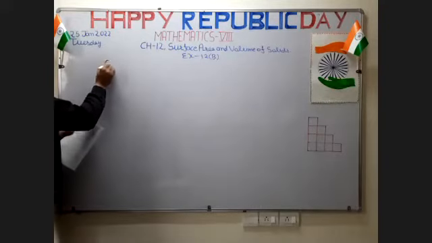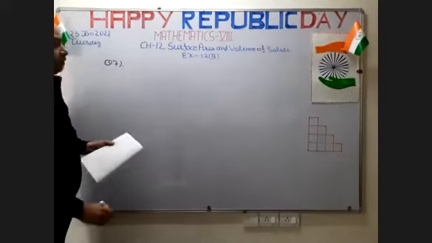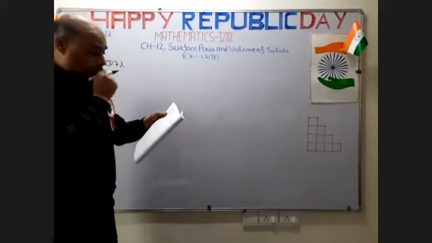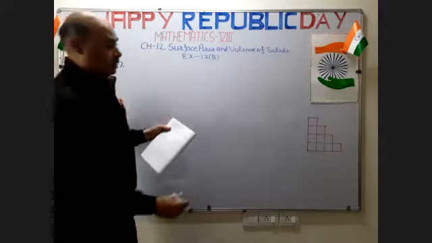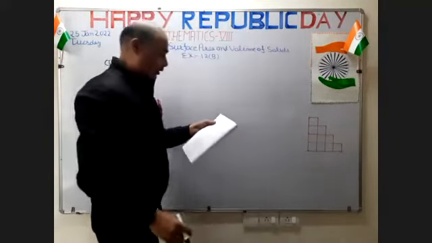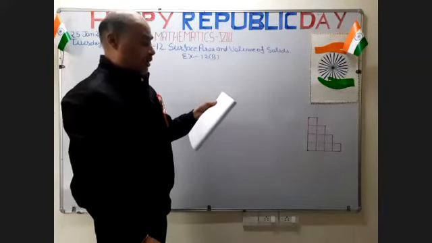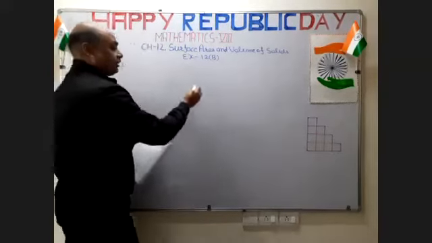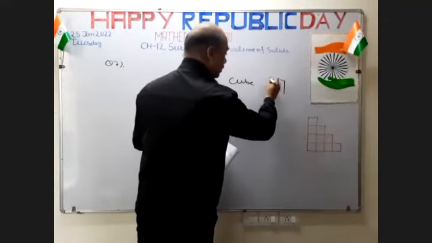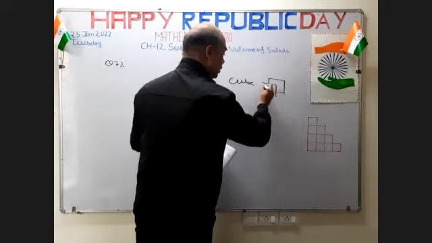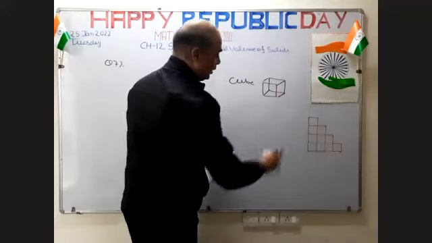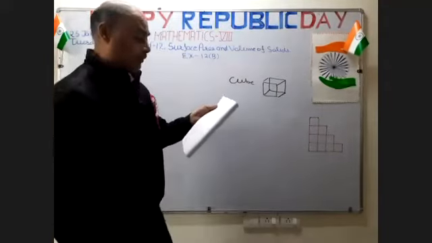So now we're going to solve question number 7 of exercise 12B. Check the statement first. A child playing with a building block. Some blocks are there. With the help of blocks, he is going to play. A child playing with building blocks which are in the shape of a cube. So it is in the shape of a cube, meaning this is the original shape of the cube.